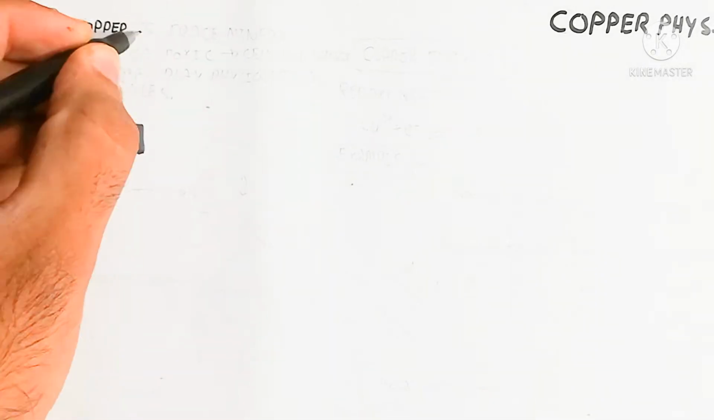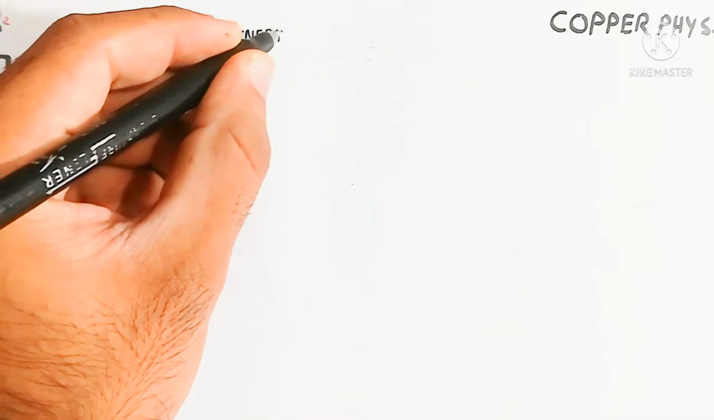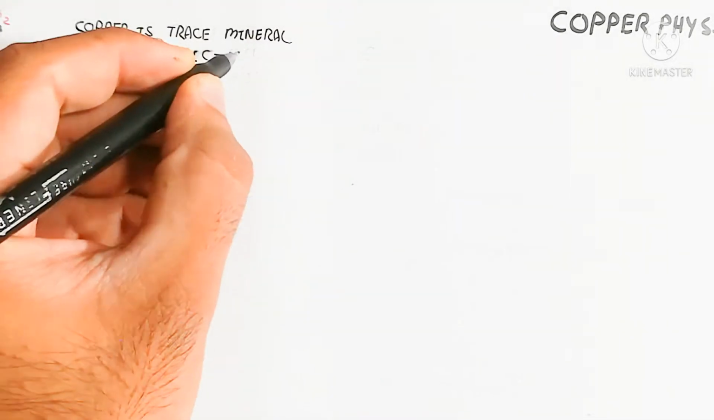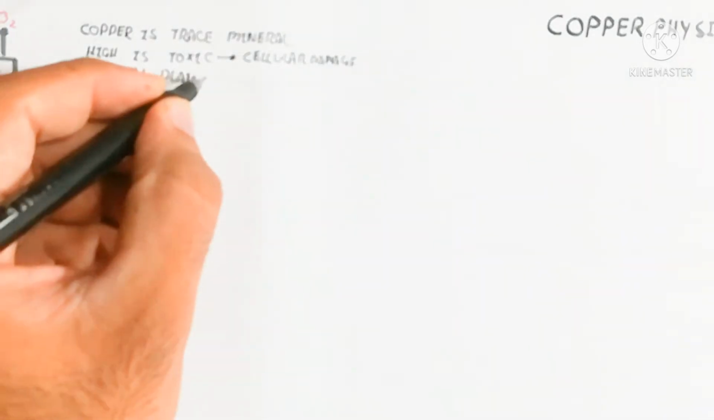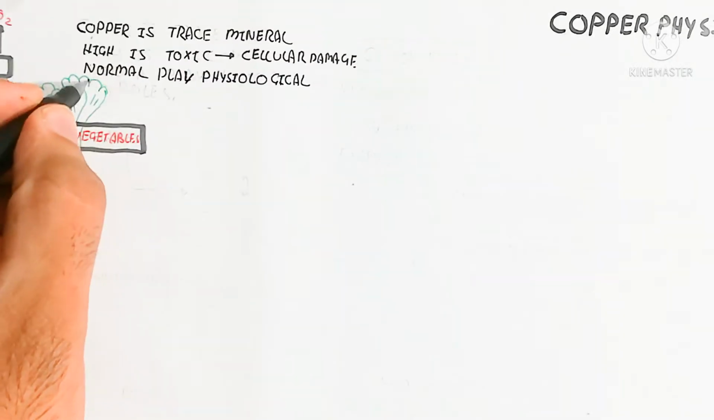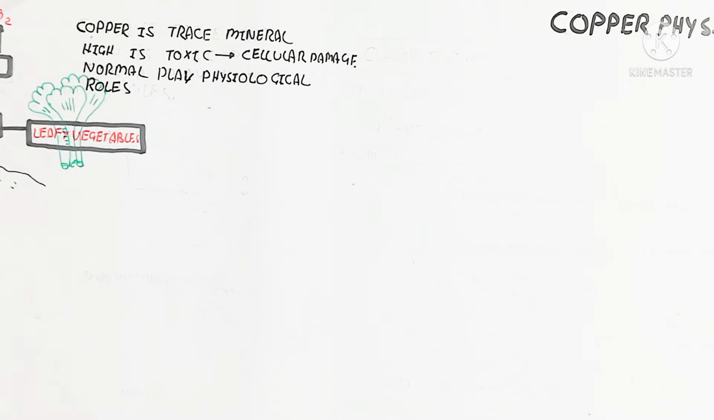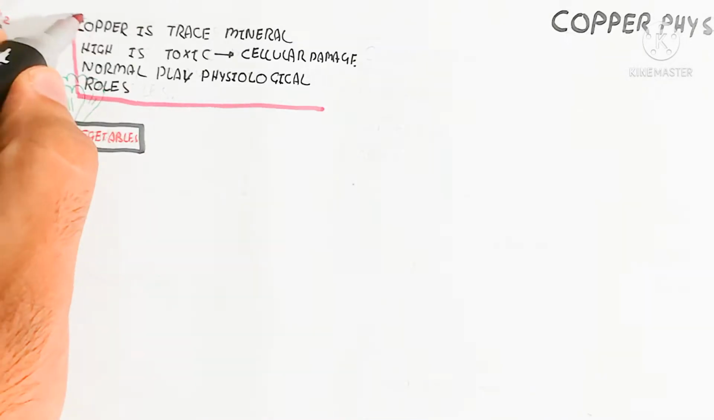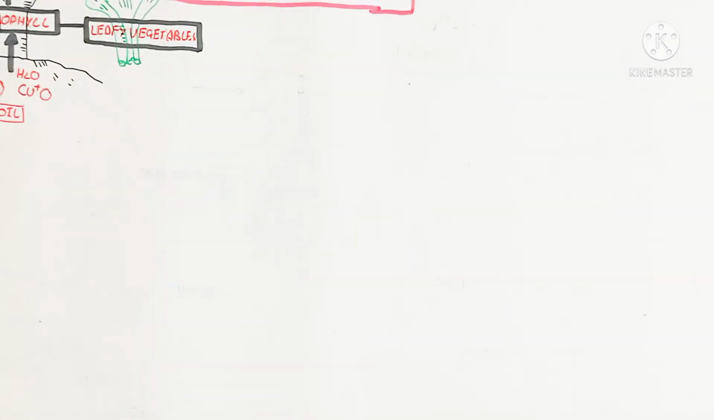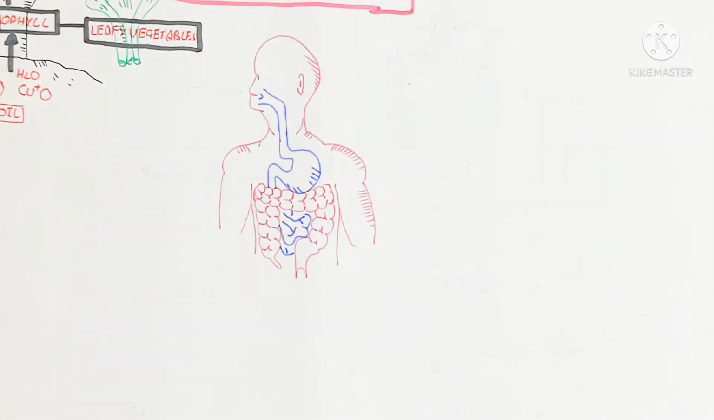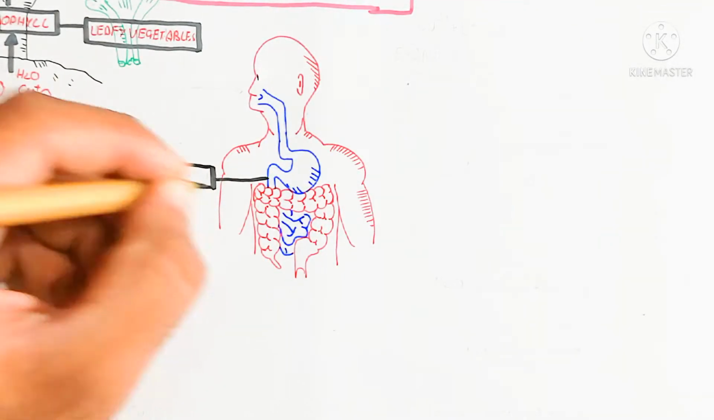So leafy vegetables contain copper. Why? Because normal function is important. Leafy vegetables are a source of copper, along with almonds and other products that come from plants. Copper is a trace mineral. A high amount is toxic and causes cellular damage, while normal copper plays physiological roles in our body. We will discuss this in this video, so please make sure to watch the whole video.